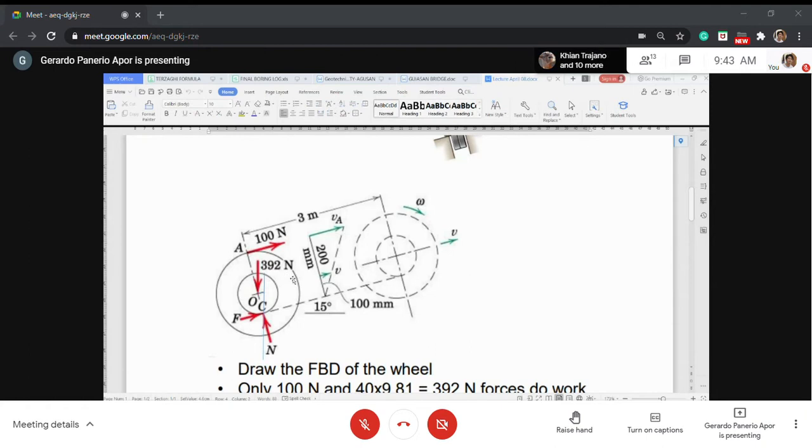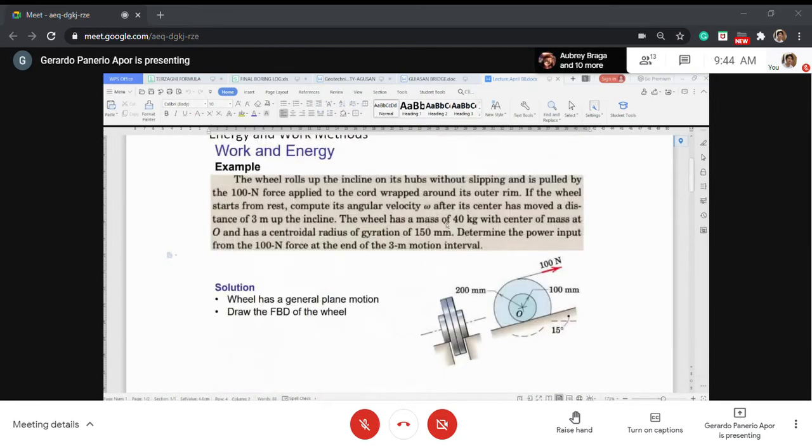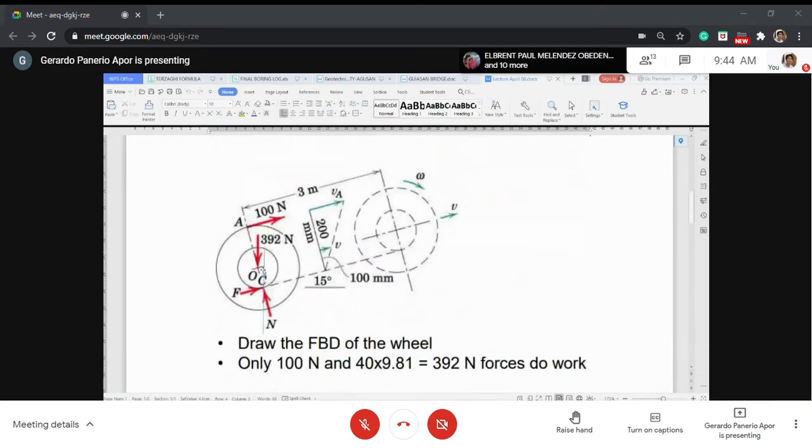It doesn't matter because 0.4 over 392 is very small, no? 0.4 divided by 3.92, so that's only 0.1%, okay? So that represents the 392. And why is it acting at O? Because it says that it has a mass of 40 kilogram with center of mass at O. So it should act at O, and it is downward because it is a gravitational force.